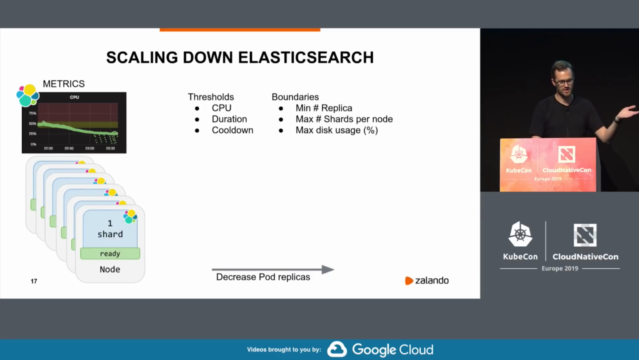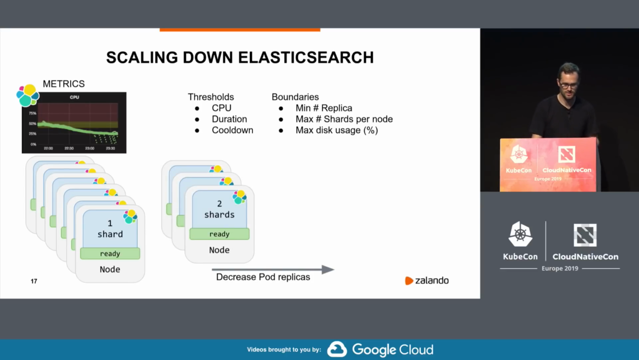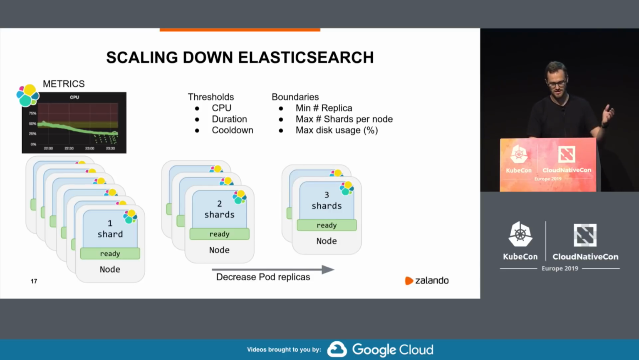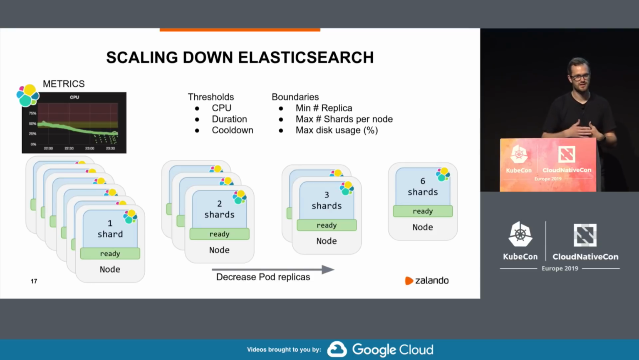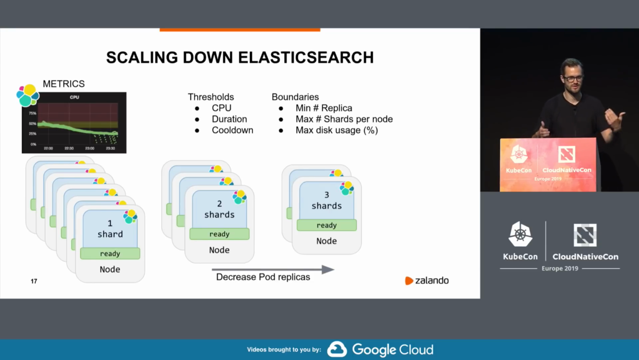Similarly, if you go the other way, scaling down, the CPU is below a certain threshold for a duration, then we start to scale down to 3 nodes, 2 shards each, and so on all the way down. And here the minimum replicas are the boundaries. So if we have a limit of 2 replicas, then it would not scale further than this. And also the max shards per node. So if you have a max of 3, then we could also not scale, even though the minimum replicas might allow it.